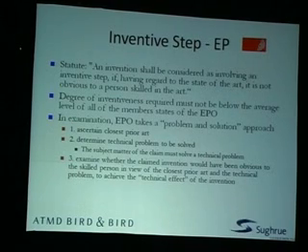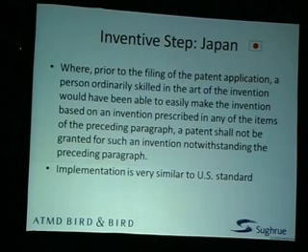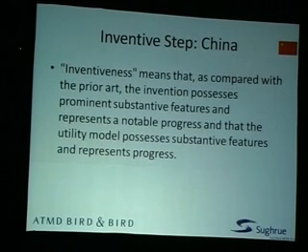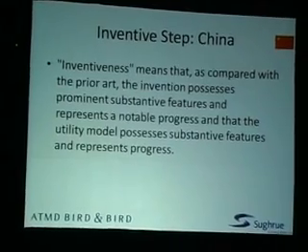Similarly, we have the EP standard. They call it something different, a problem and solution approach, and they have some different technical guidelines for how to interpret it, but it's basically the same idea. Japan is very similar to the United States standard, although Japanese examiners are usually more strict than American examiners. And then, Albin, do you have points on inventive step for China and India? No, I think you're right in the sense that I think the test for inventiveness or non-obviousness is fairly standard in most jurisdictions.